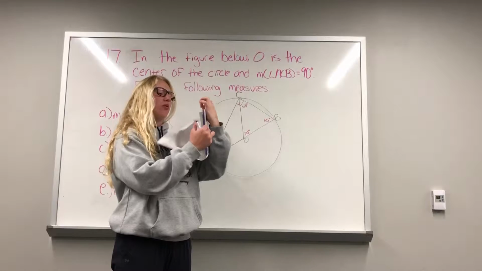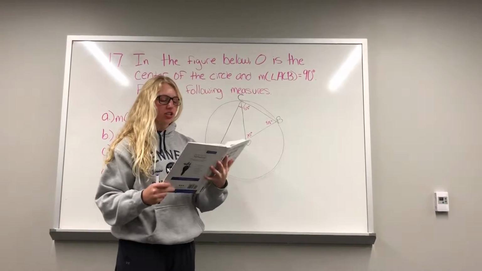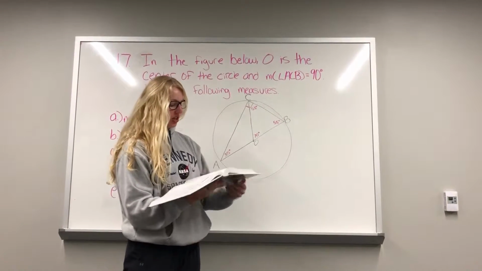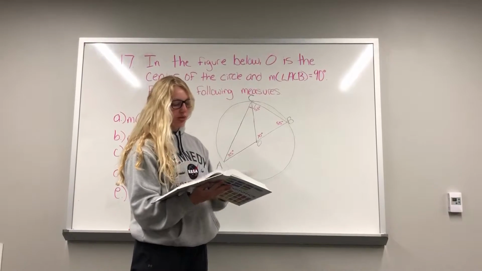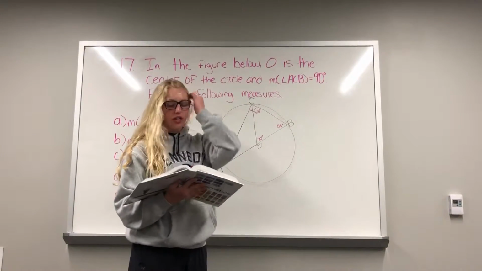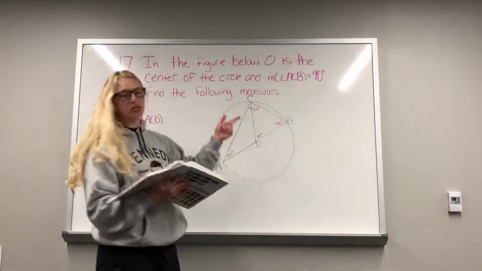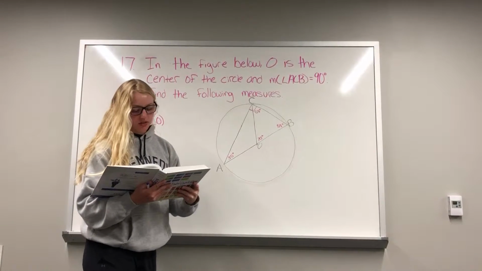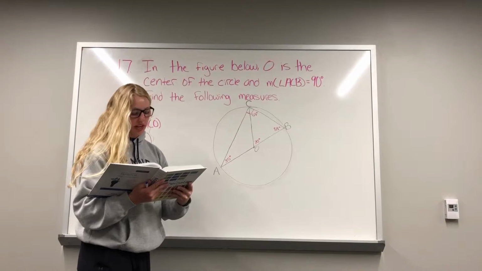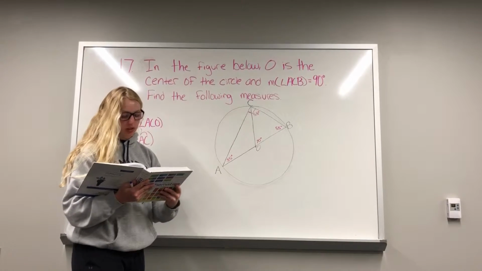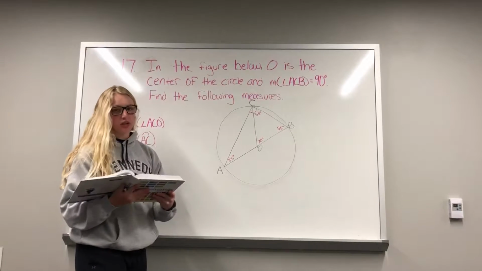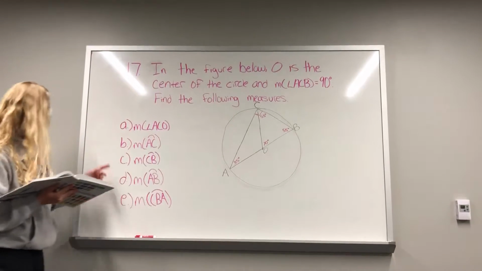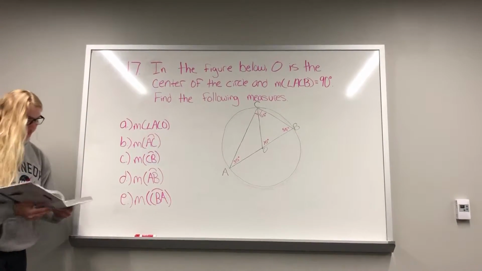And we will be starting in chapter 11, section 1B, question 17. I'll read it to you as you can follow along on the board. In the figure below, O is the center of the circle and the measure of angle ACB equals 90 degrees. Find the following measures. So here are the following measures that we have.